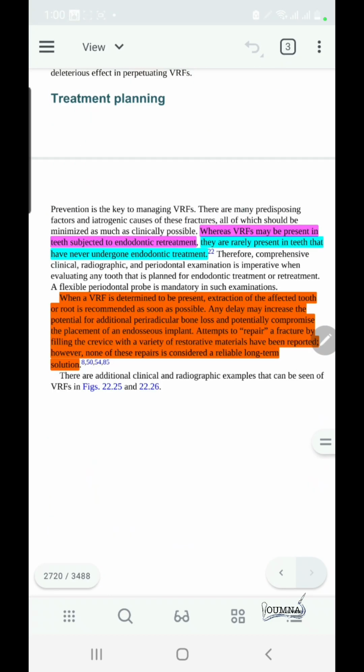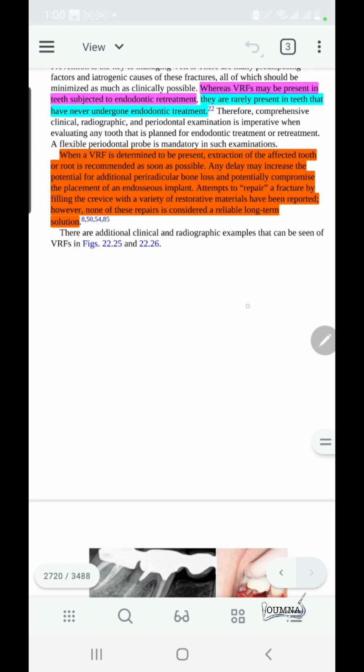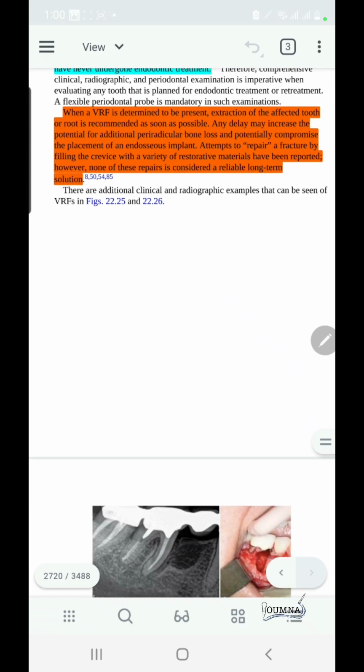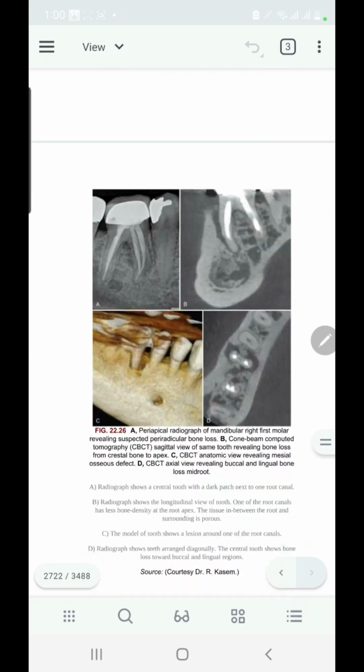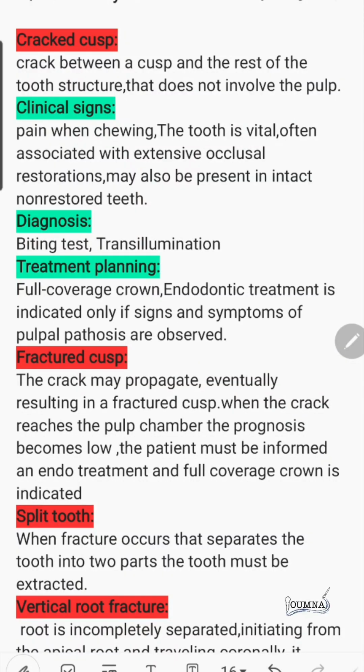As we said, when a vertical root fracture is diagnosed, rapid extraction is important to get a repair in the future without any loss of the bone. I think that's it.